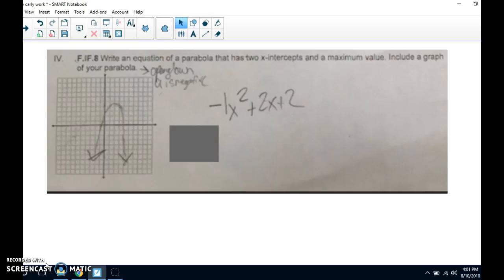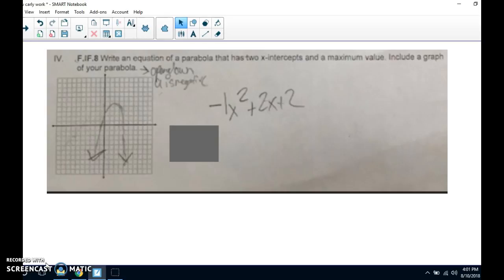Write an equation of a parabola that has two x-intercepts and a maximum. So we want it to open down. Okay. Because then we can define what the maximum value is. So we want it to open down, so what kind of a value are we going to have? A negative. Okay. So maybe let's start jotting these clues down, because this will help us build an equation.